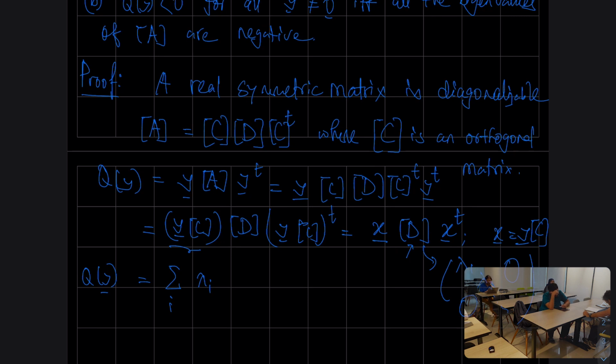All right, so you have this lambda i times yi square by definition. Everything else would be 0, so only the diagonal terms we picked out. The definition of a diagonal matrix is that all the entries are on the diagonal, where lambda i's are real. Why? Because the matrix is symmetric. That's also a theorem.